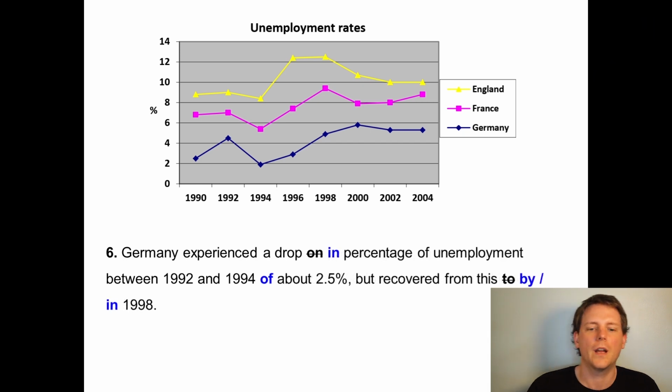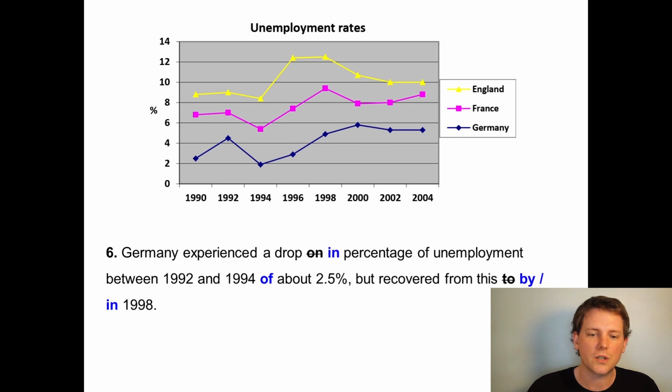Okay. Germany experienced a drop in percentage of unemployment between 1992 and 1994 of about 2.5%, but recovered from this by 1998, or in. Experienced a drop in percentage of unemployment. Right, an increase in the number of, an increase in the investments of, in the percentage of, it's a use of in. Of about 2.5%. So that's the amount of change, like with by in the previous question.